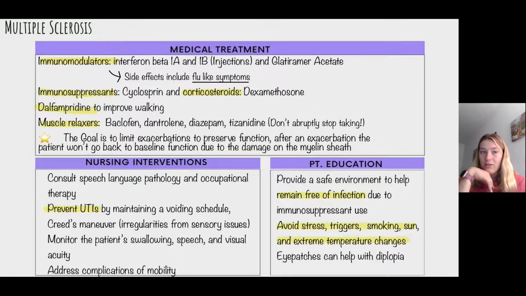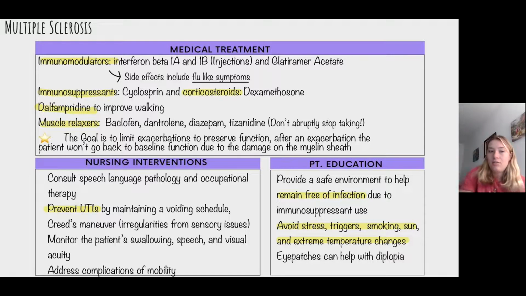You can give them dalfampridine to help with walking because these patients might struggle. Again, mind to muscle connection, left foot in front of right foot. This medication is going to help with that. And then unfortunately, muscle relaxers, because why? We talked about that hyperreflexia. They might be very tense. That's not good. So we're going to give them muscle relaxers.